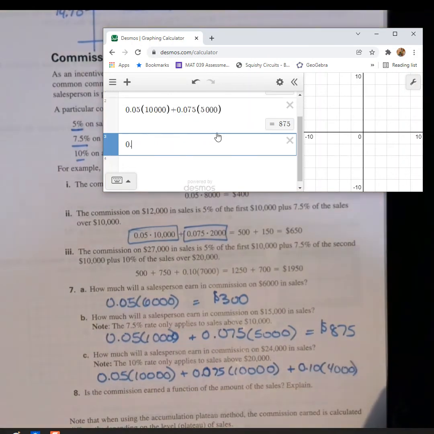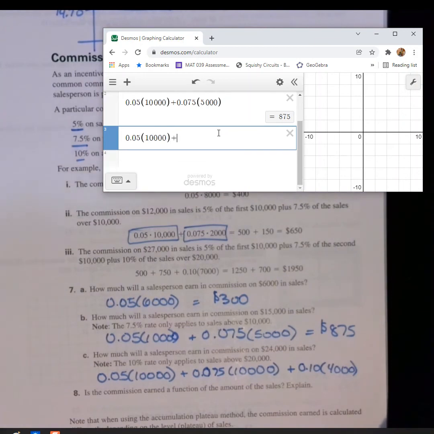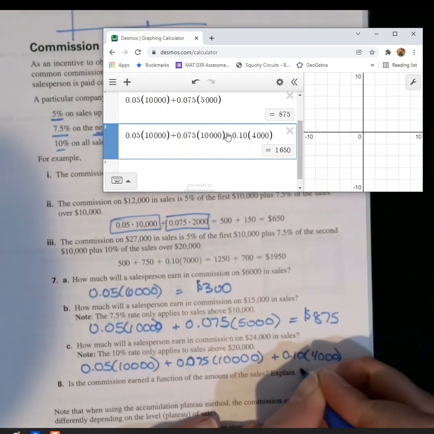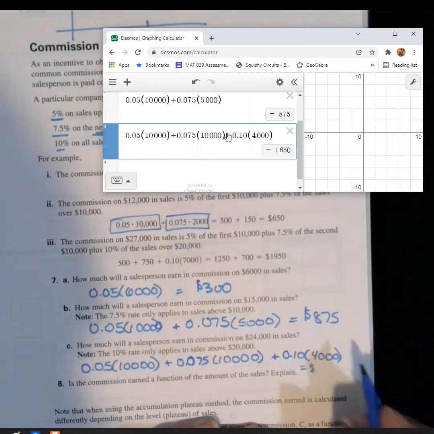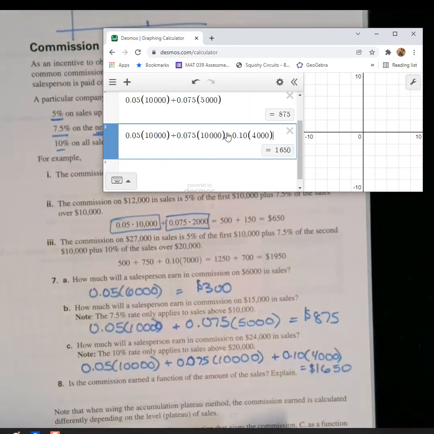Okay, so 0.05 times 10,000 plus 0.075 times 10,000 plus 10% times 4,000. Okay, so they make $1,650 for the $24,000 in sales. Okay, is the commission earned an amount a function?